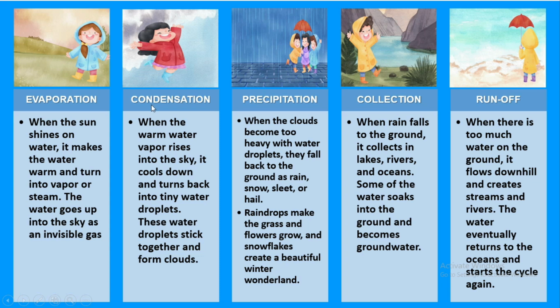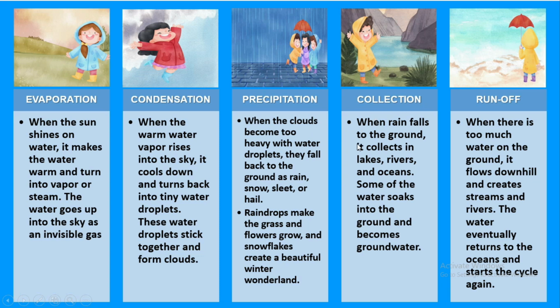Then condensation. When the warm water vapor rises into the sky, it cools down and turns back into tiny water droplets. These water droplets stick together and form clouds. After condensation, the next one is precipitation. When the clouds become too heavy with water droplets, they fall back to the ground as rain, snow, sleet, or hail. Raindrops make the grass and flowers grow, and snowflakes create a beautiful winter wonderland.